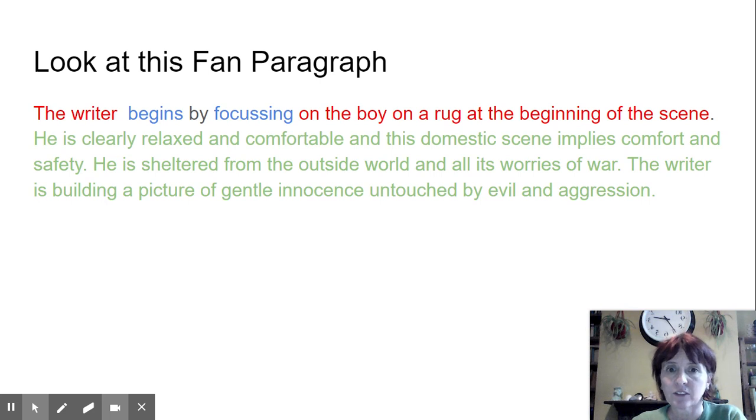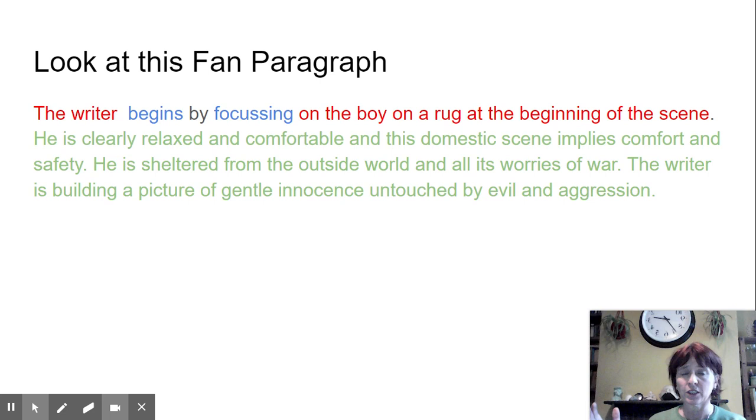He is clearly relaxed and comfortable, and this domestic scene implies comfort and safety. He's sheltered from the outside world and all its worries of war. The writer is building a picture of gentle innocence untouched by evil and aggression. So we're looking at this little bit.